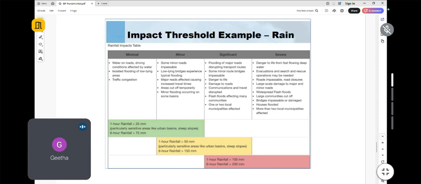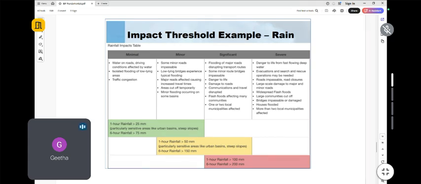If the impact is likely to be significant, you can see the gradation of the impact; slowly it is increasing. Flooding of major roads, disruption of transport routes. Some minor road bridges impassable. Danger to life, danger on roads, communication and travel disrupted. Flash floods may affect some areas. One or two municipalities may be affected completely. This kind of information we have to add.